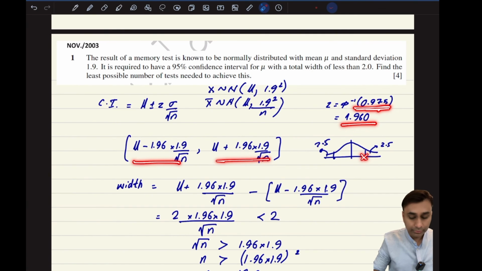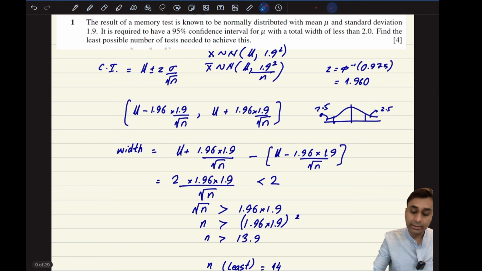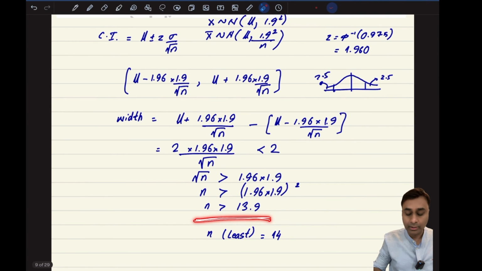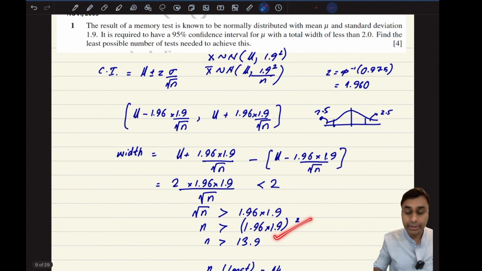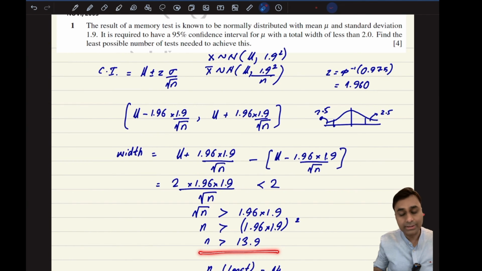I don't know mu, and it matters less because we are talking about the width, so when we subtract, the mu will cancel out. The question says the width has to be less than 2. So after calculating the width, I say it has to be less than 2. I can cross multiply, rearrange the equation and solve it for n, and it comes out to be 13.9. It is a sample size, so it has to be an integer value. It says least possible value, and since I'm getting n greater than 13.9, the smallest possible value that satisfies this inequality is 14.